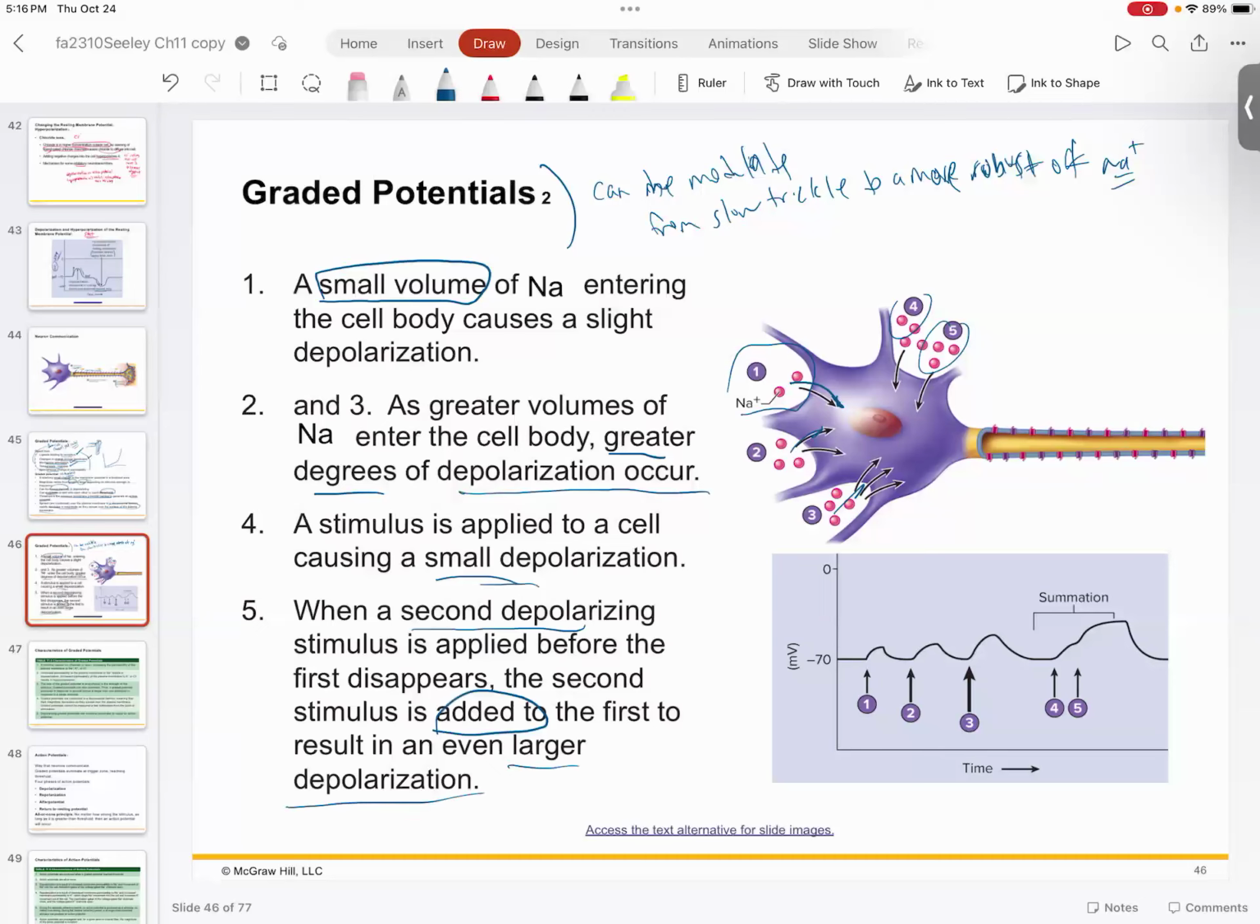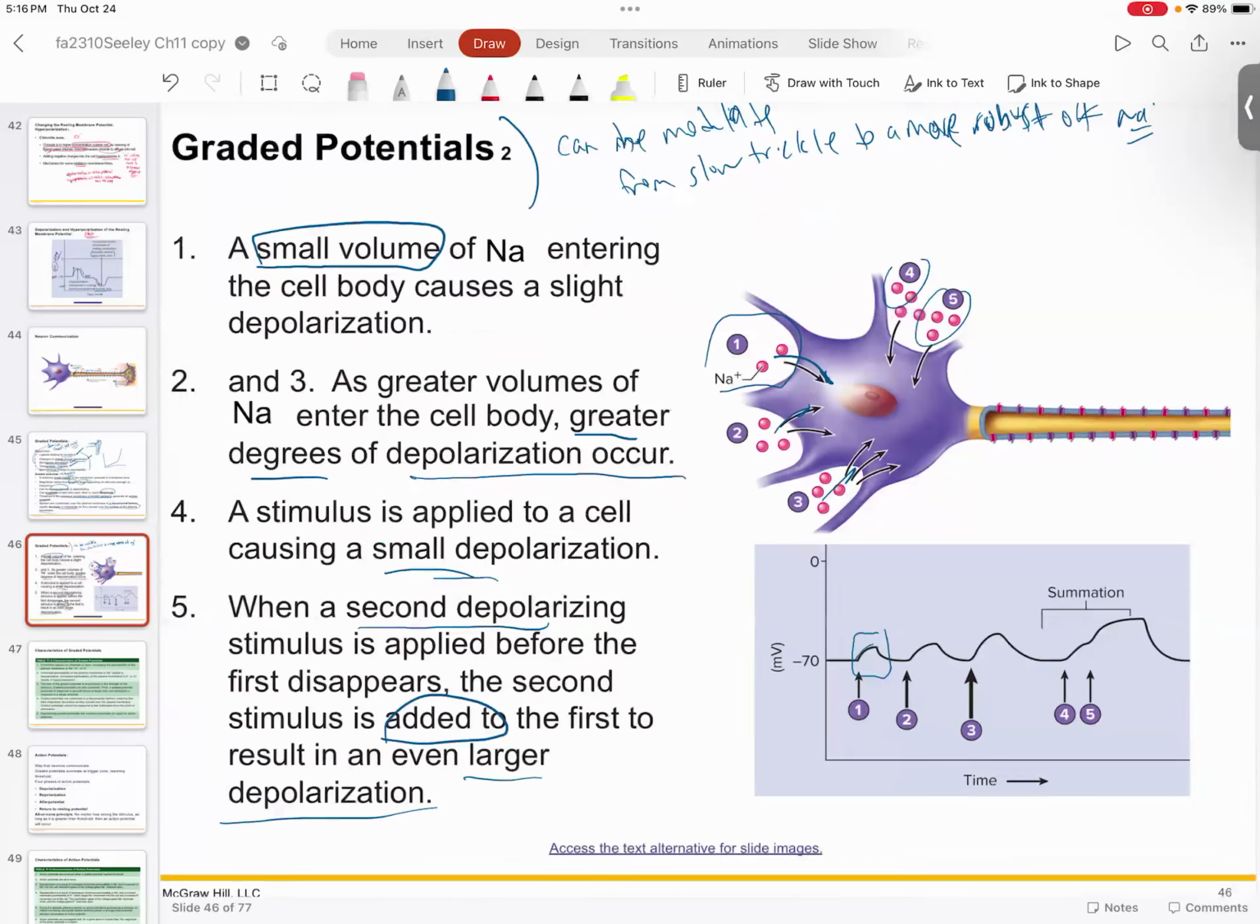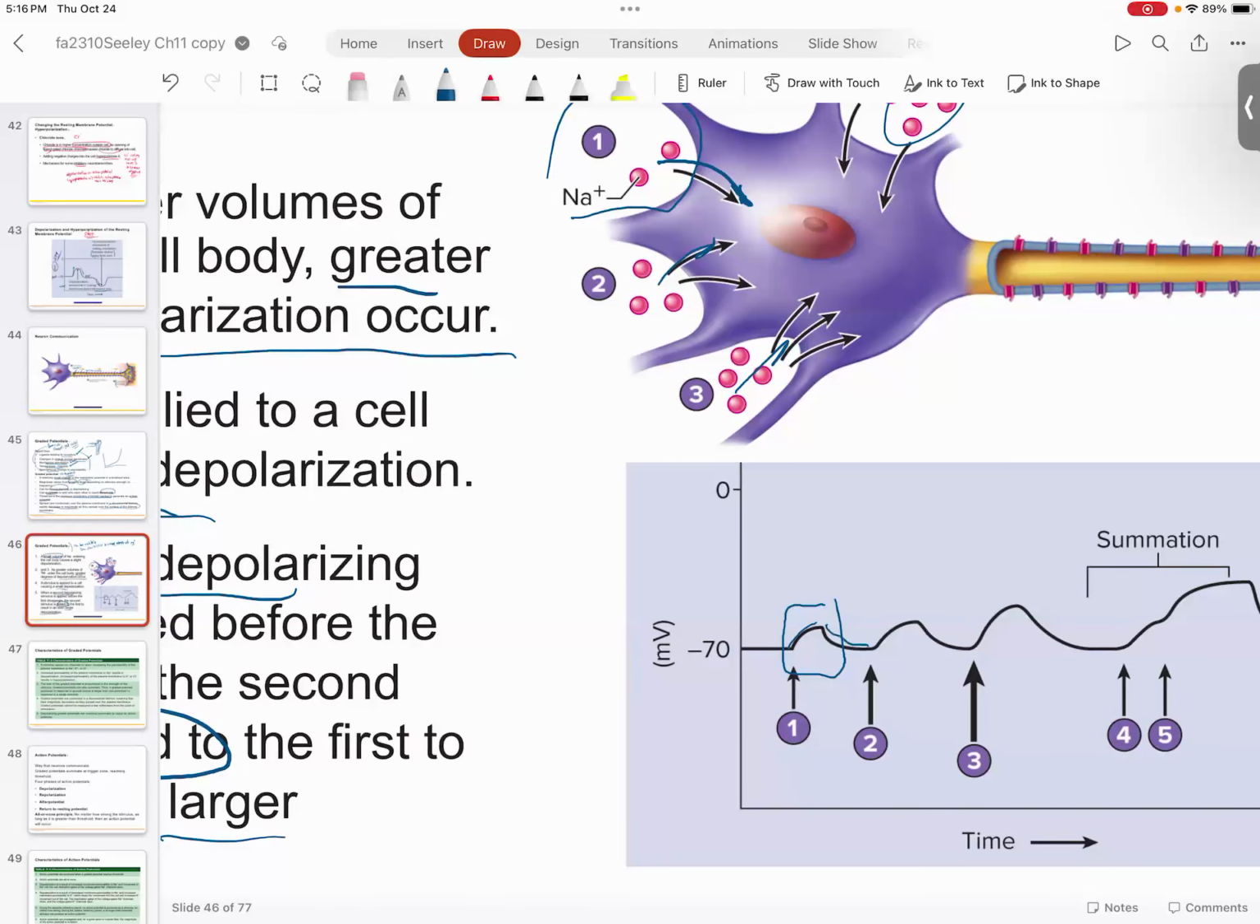So here's what it looks like graphically. When you have that first little trickle of sodium, you get a bump up, a very small depolarization uptick. And then in the second one, notice you go from a depolarization and then you come right back down to resting membrane potential. And then the second one, you get a little bit more movement of sodium coming in. So you get a larger curve with a bit more of a shoulder associated with its response to coming back down to resting membrane potential.